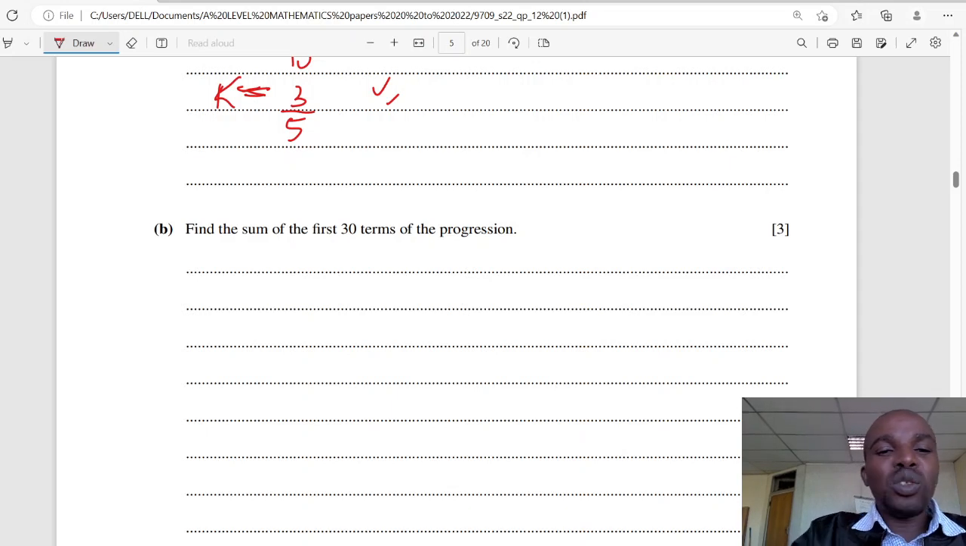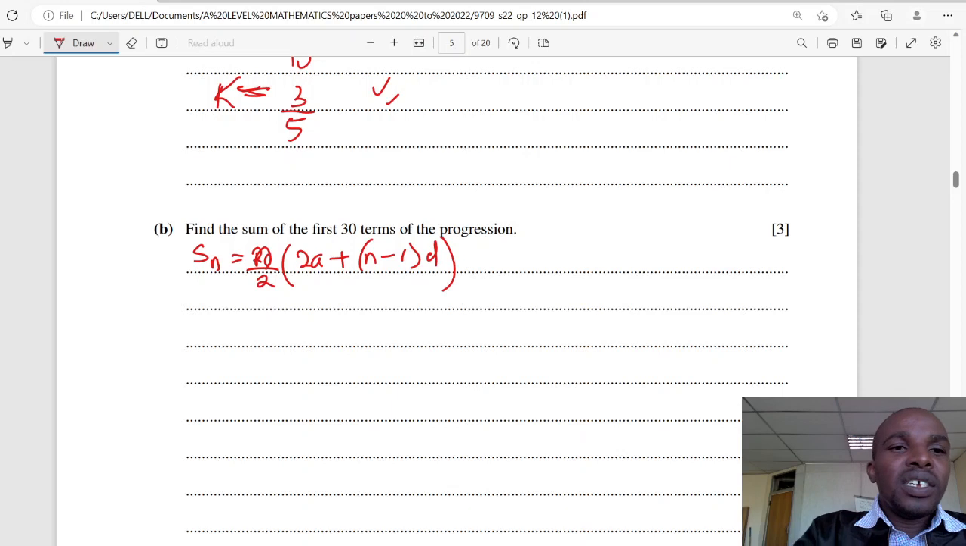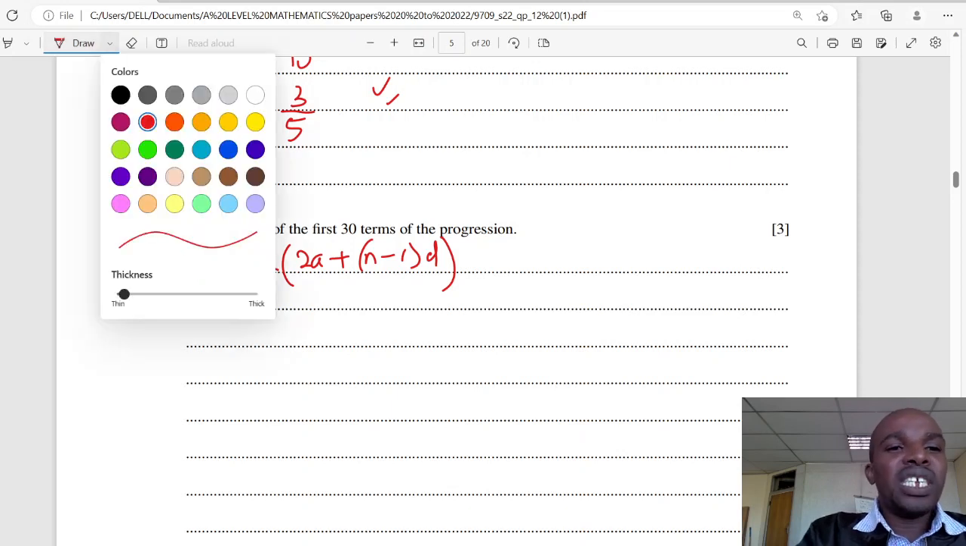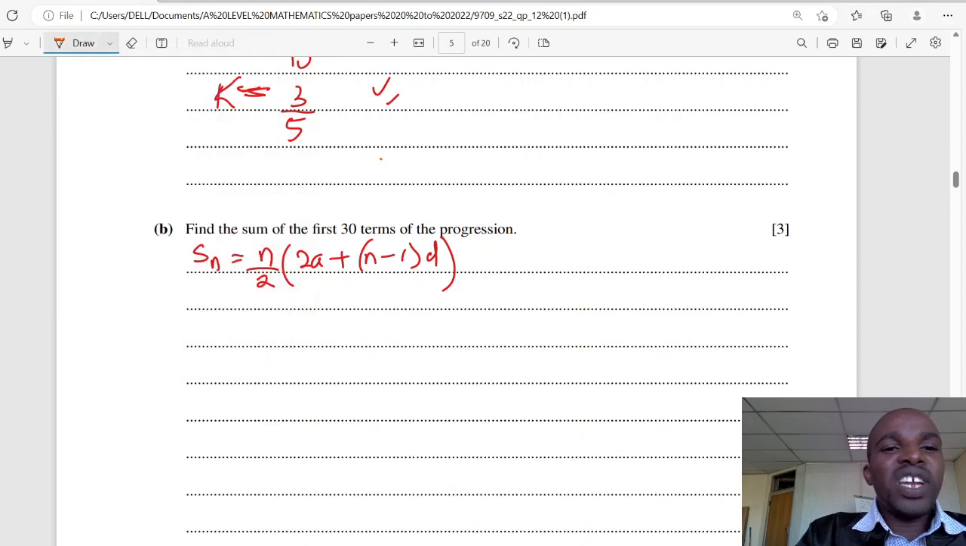Sum of the first 30 terms of the progression, which means you want Sn. With that formula, we say n over 2, then 2 times a, where a is the first term, then plus n minus 1 times the common difference d, right? So this one is n over 2. And these are 30 terms, right? So it means we must have our a and we must have our common difference d. So let's find our n, let's find our common difference, and let's find our first term.